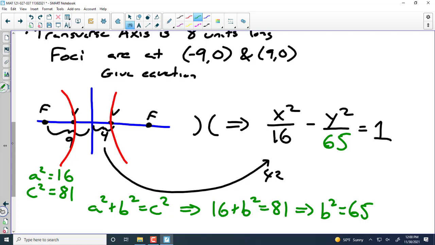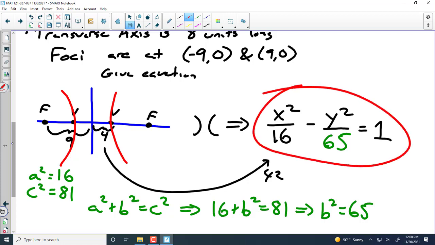Then using a squared plus b squared equals c squared, I get 16 plus b squared equals 81. Subtract 16 from both sides, I get b squared equals 65. You don't need to take the square root of that, you just put it in the equation as is. Sorry I messed up the question when I first asked it. I hope that didn't mess anyone's brain up too badly. How are we doing? Are we okay?